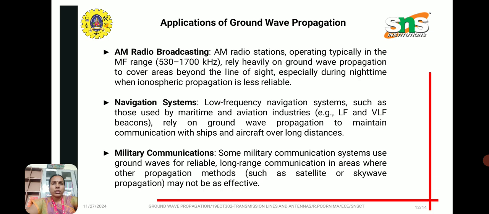Applications of ground wave propagation. In AM radio broadcasting, AM radio stations operating in the medium frequencies, 532 to 1700 kilohertz, use ground wave propagation to cover areas beyond the line of sight, especially during night time when ionospheric propagation is less reliable. And navigation systems: low frequency navigation systems such as those used by maritime and aviation industries, and military communication. For long range communication in areas where other propagation methods are not effective, ground wave propagation is employed.